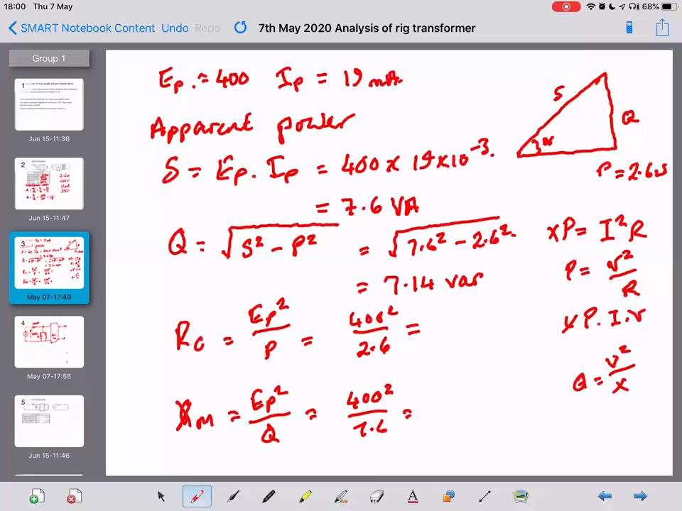So what do we get for RC? 61.5 times 10 to the 3, so that's 61.5 kiloohms. It's quite a lot. RC.